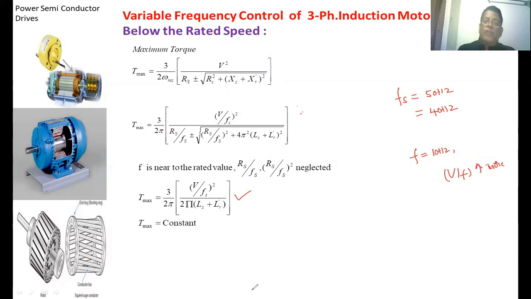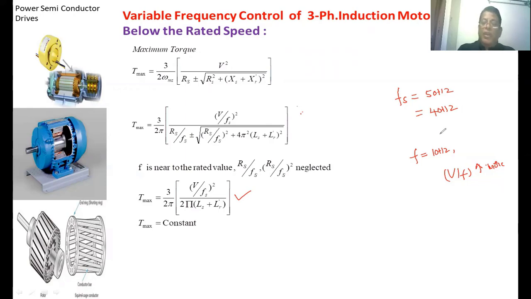So if you maintain it like that, the maximum torque developed in an induction motor during motoring is constant, but during braking, the maximum torque developed in the induction motor at low speeds will be increased. So how are we going to maintain the V by F ratio value?